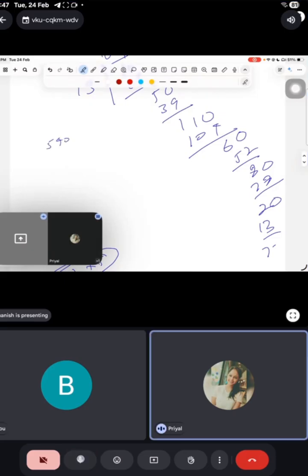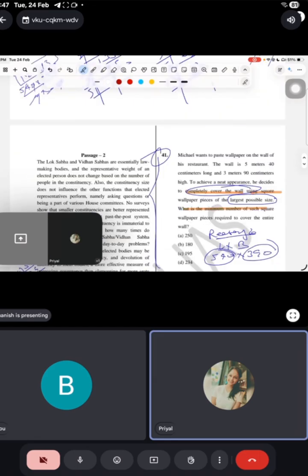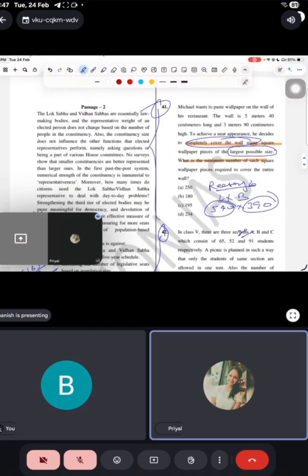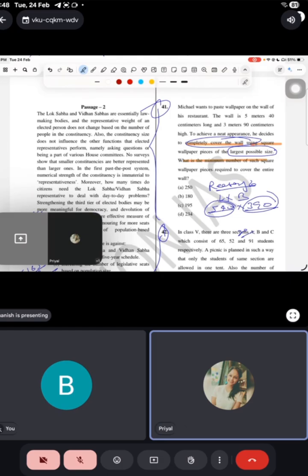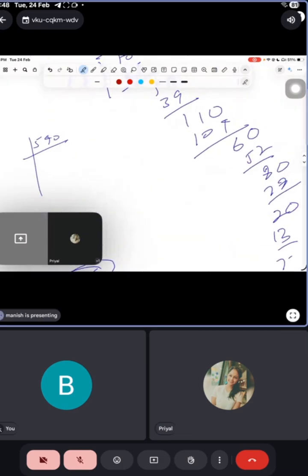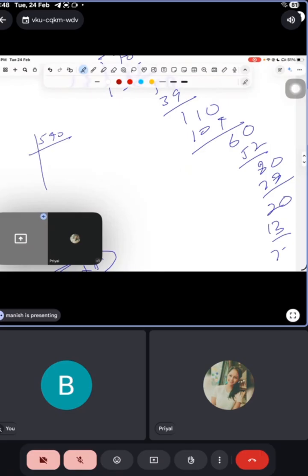Manish asks why I did not convert 5 meter into centimeter. Priyal, it has given 5 meters 40 centimeter, so I have converted it to 540 and 390. So now we have to take the HCF. So here, tell the HCF, guys.